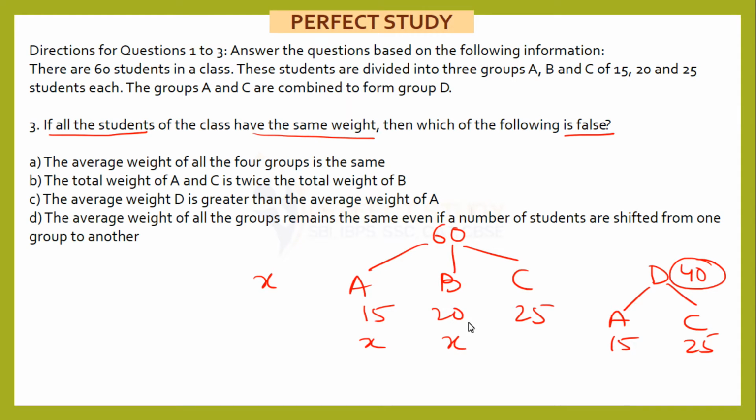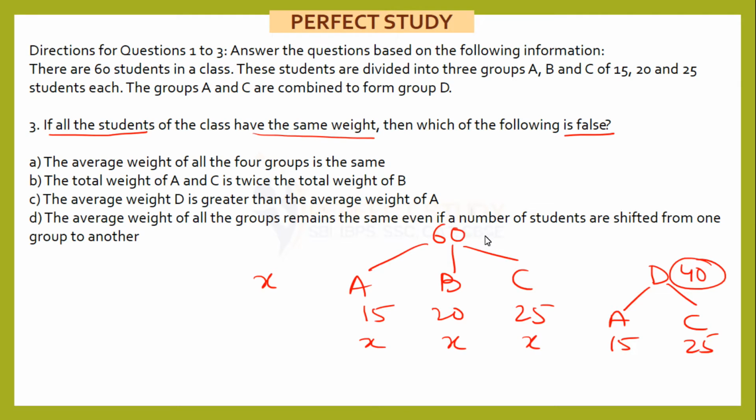Now how? Imagine every student is having X, then total will be 20X, and 20X if you divide by 20, what will be your average? It will be X only. Similarly here 25X by 25, you will get X. You don't have to calculate. It's a clear concept, but just in case somebody doesn't know, I am explaining it. So this all will be X.